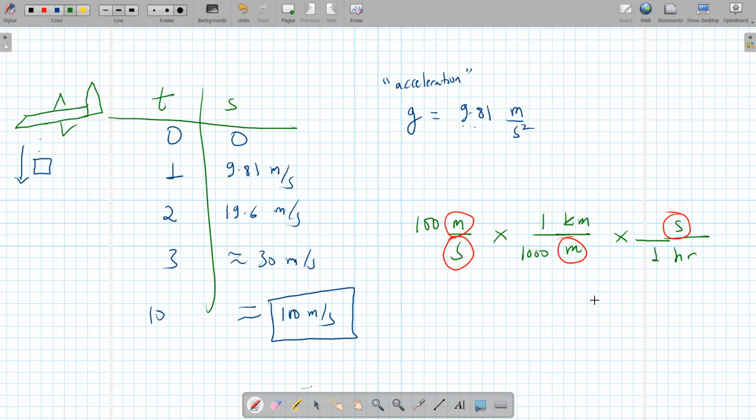How many seconds are there in a minute? 60. How many minutes are there in an hour? The same amount. 60 times 60, there's 3,600 seconds in 1 hour, okay? You do this math, 100 meters per second is 360 kilometers per hour. This is almost airplane speed. So that's how fast you're falling to the ground. See that? This is what that tells us.